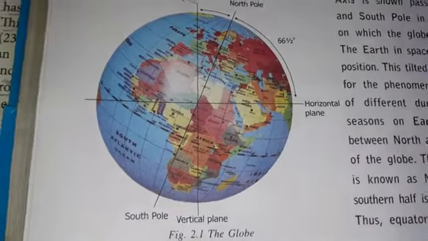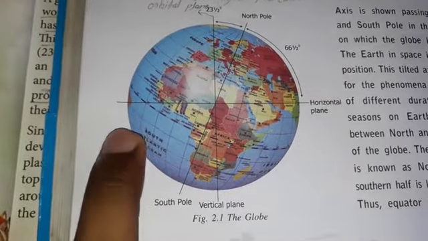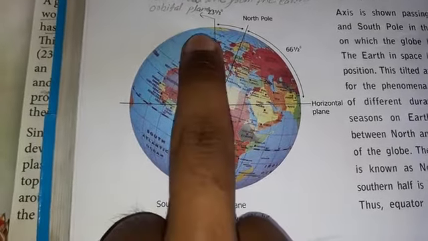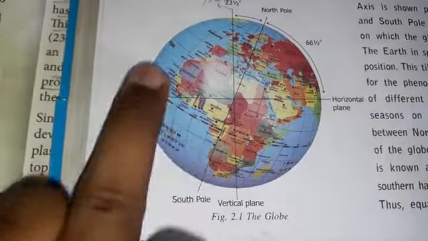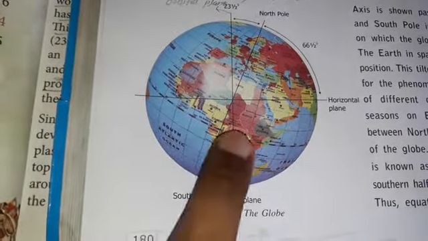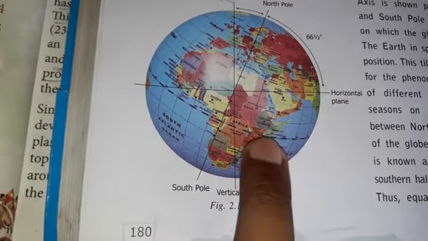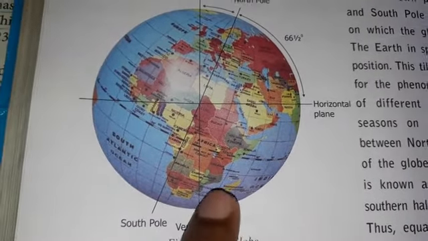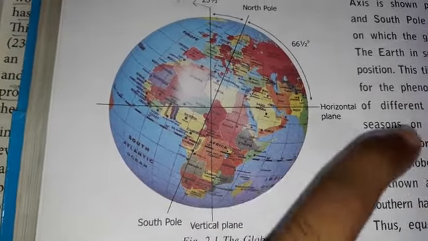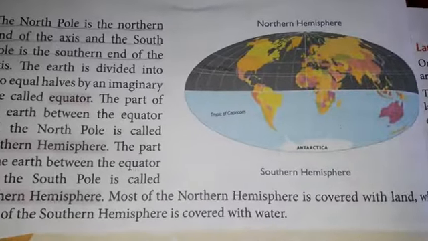Once again, look at this picture. There are some lines, horizontal planes, vertical planes, the north pole. These are imaginary lines and there are many other lines. In this chapter we learn about these lines. With the help of these lines we study any part of the earth.